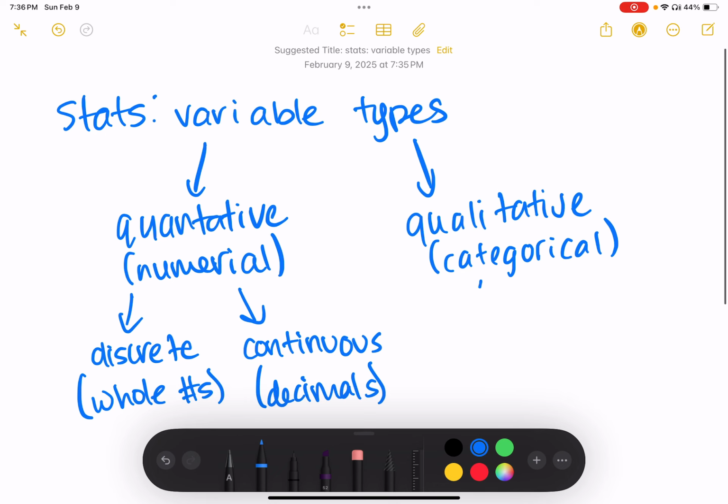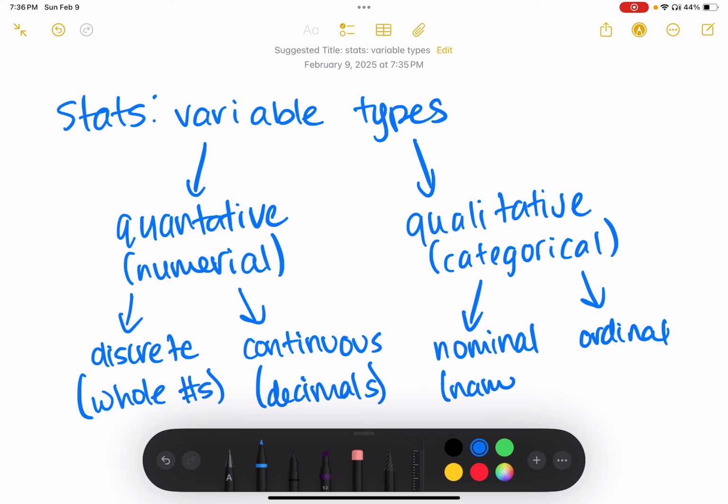And now this can further be broken down into two types. There's what are called nominal, and then there is ordinal. So basically, nominal variables are just named groups or categories, and then ordinal variables are ordered. So an example of that would be like the one I gave where it's like low, medium, high.